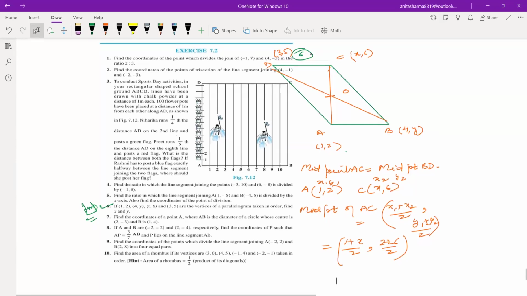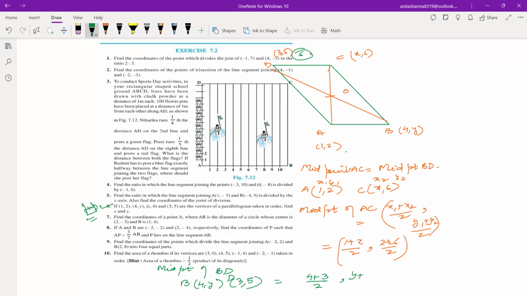Now in the same way, we will find the midpoint of BD. So B coordinate is 4, y and D coordinate is 3, y. Okay. So the midpoint will be 4 plus 3 divided by 2, and y plus 5 divided by 2.